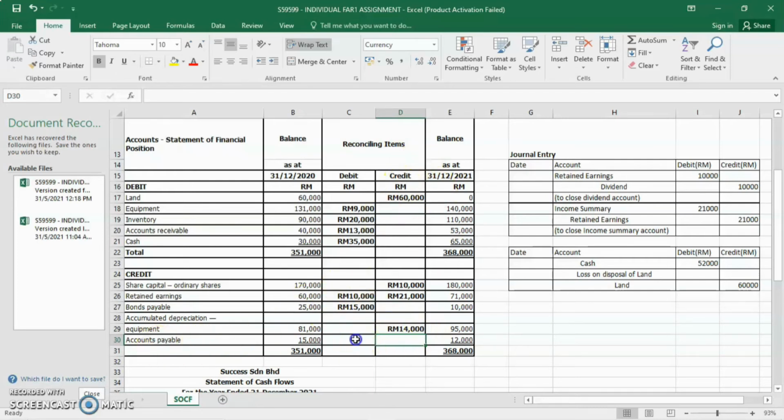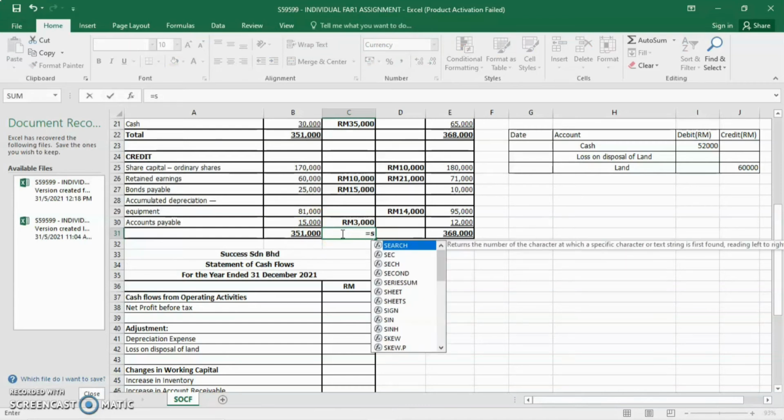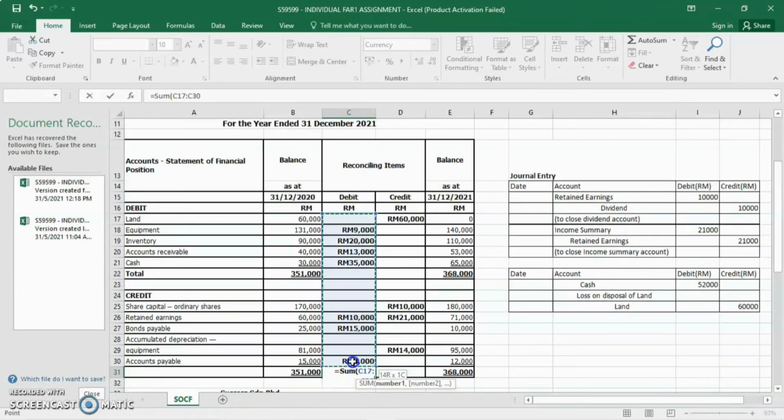Account payable, 15,000 minus 12,000 and get 3,000. We put it in debit column because account payable is credit balance. So when account payable decrease, we need to debit it. Then we must sum all of this and also this.